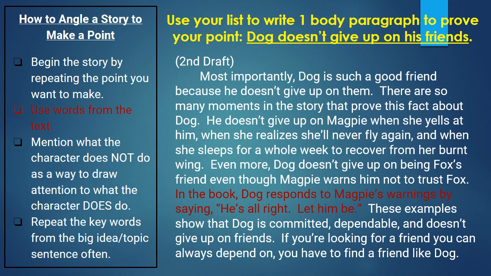Now I want you to notice that I didn't just include a quote. I didn't just say, dog said, "He's all right, let him be." I included a kind of introductory phrase. Here I am describing the story, but when I get to this point and I'm going to quote, I introduce the quote by saying, in the book, dog responds to Magpie's warnings by saying, and I say warning because the sentence before, I was just saying Magpie was warning dog. So there I'm connecting it to my sentences, not just throwing in a random quote. All right? So there it is. I finally, on my second draft, I completed my how to angle a story to make my point chart.